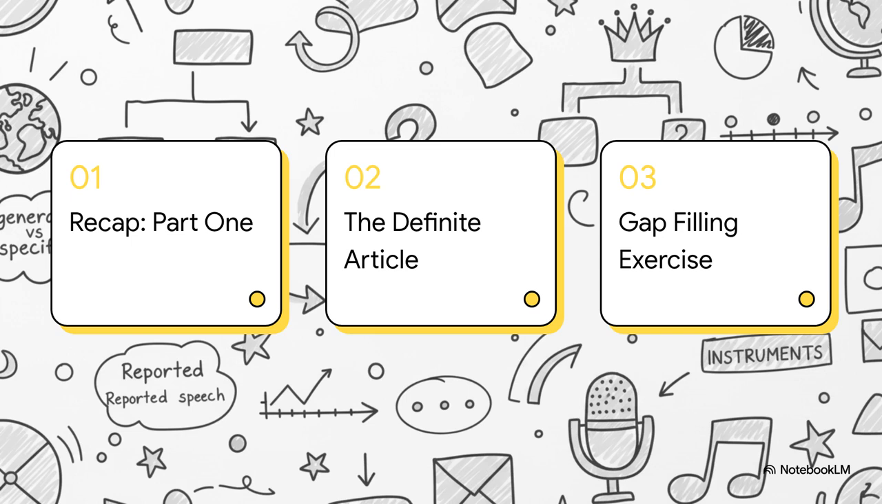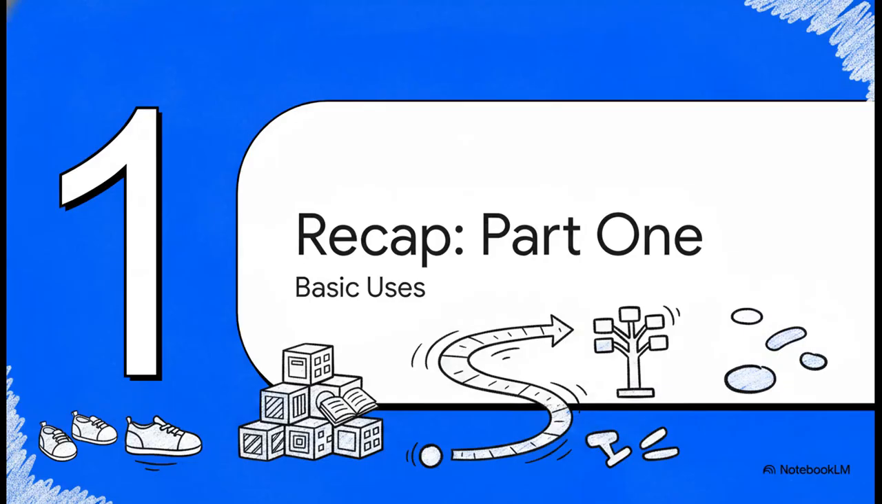Number 1, a quick recap of part 1. Number 2, a deep dive into the definite article, the. And finally, number 3, a gap-filling exercise. Section 1, Recap, Part 1.